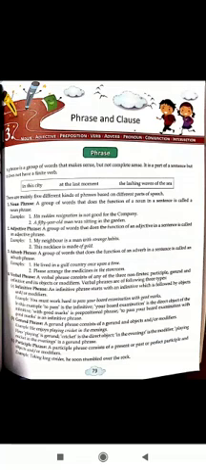Okay students, and next is your verbal phrase. In verbal phrase there are three types. First is infinitive phrase, second is gerund phrase, third is your participle phrase.